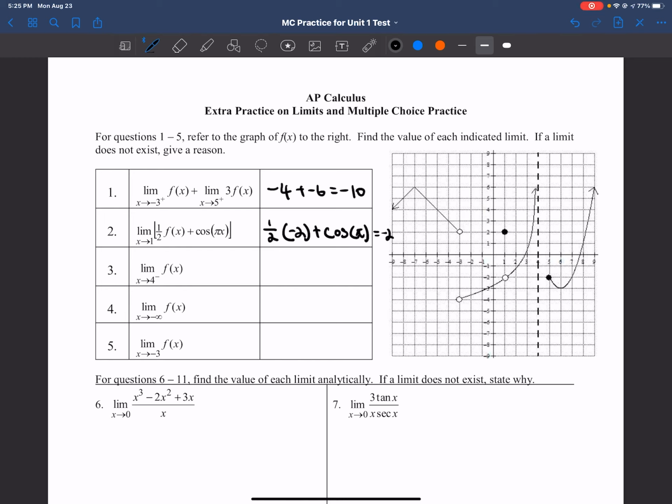For number 3, if you look at limit approaches 4 from the left side, so that would be just going to infinity. And as for number 4, limit approaches -infinity, f of x will be going to -infinity as well. For number 5, limit approaches -3. If you look at it, there's a jump discontinuity there, so this will be does not exist or undefined.